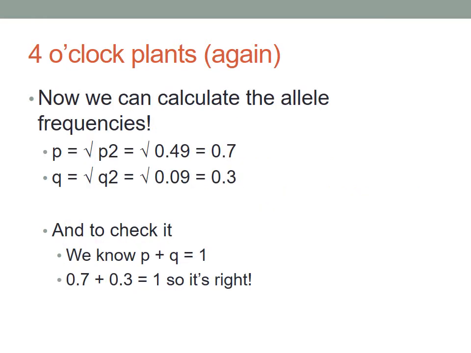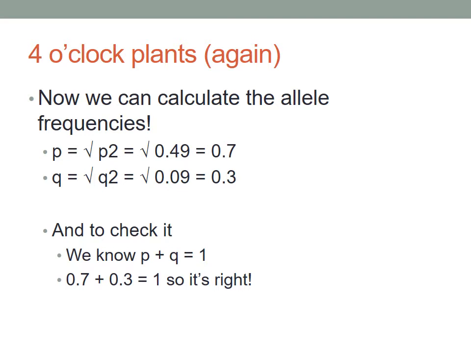So we can calculate now our allele frequencies, because P is going to be the square root of P squared, and Q is going to be the square root of Q squared. So when we do P equals the square root of P squared, we discover that P equals the square root of 0.49. P is 0.7. Okay. Q is going to be the square root of Q squared, so it's the square root of 0.09. So Q is 0.3.